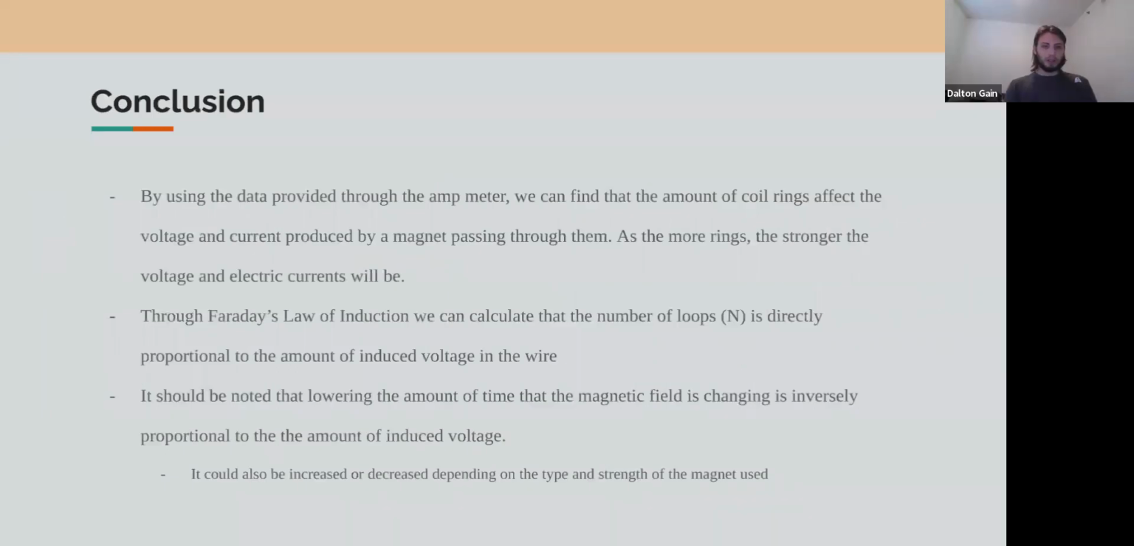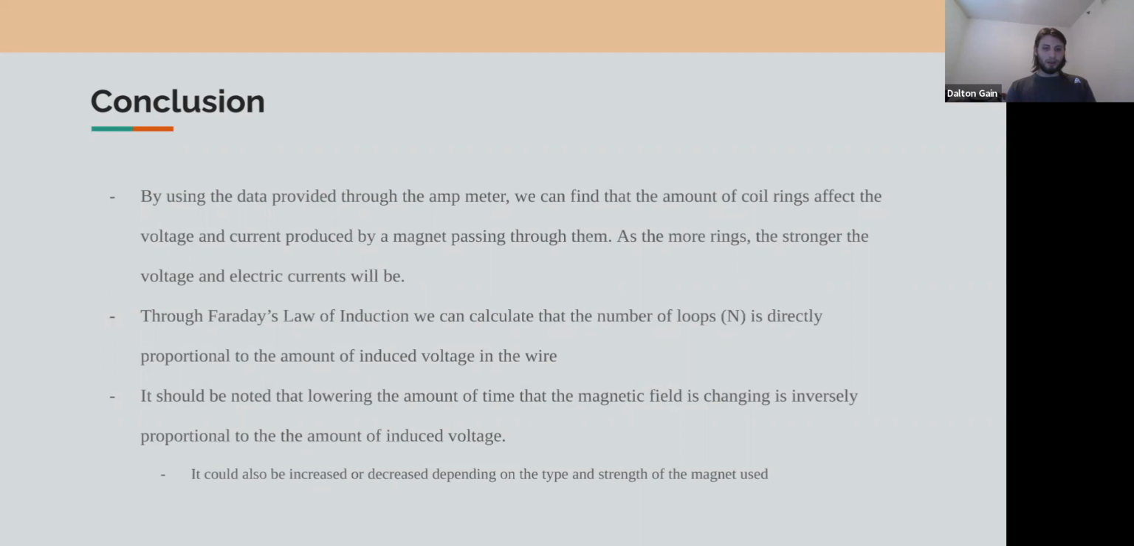So in conclusion, by using the data provided through the ammeter, we can find that the number of coil rings affects the voltage and current produced by a magnet passing through them. The more rings, the stronger the voltage and electric current will be. Through Faraday's law of induction, we can see the number of loops N is directly proportional to the amount of induced voltage in the wire.